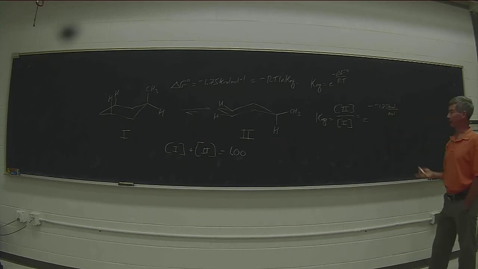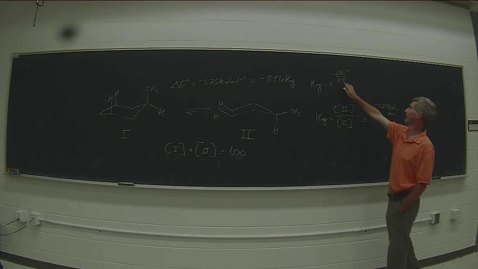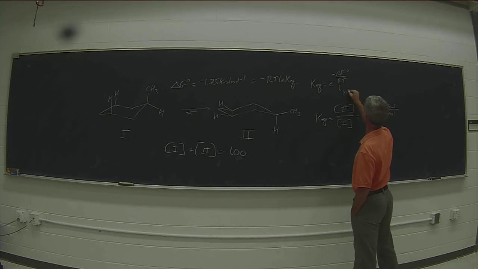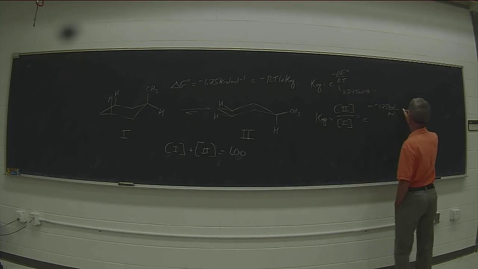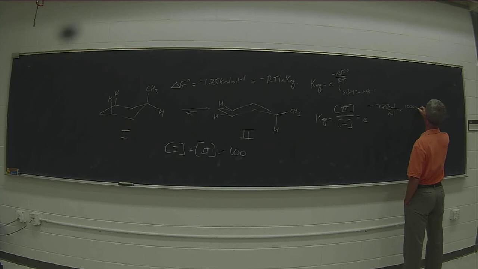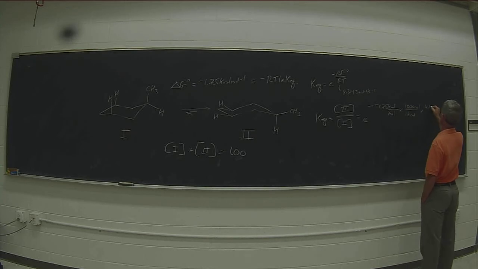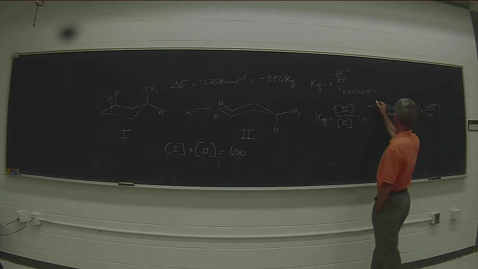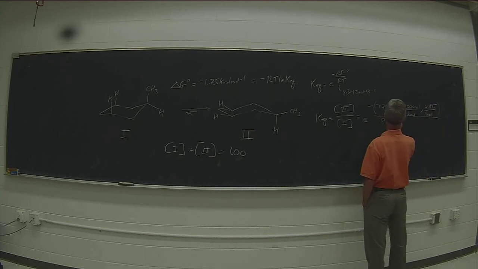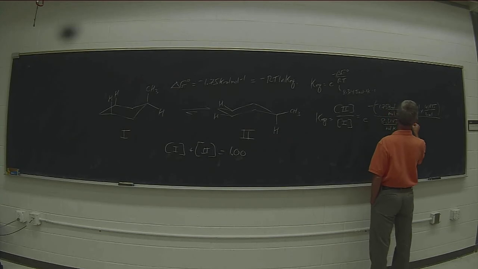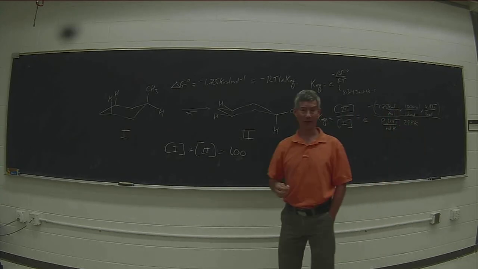And as always, I'm going to want to change it into joules because I know R is in joules, that's 8.314 joules per mole Kelvin. So I'll multiply this by 1,000 calories over 1 kilocalorie, and by 4.184 joules over 1 calorie. And then in the denominator, 8.314 joules per mole Kelvin times 298 kelvin, the standard thermodynamic temperature.